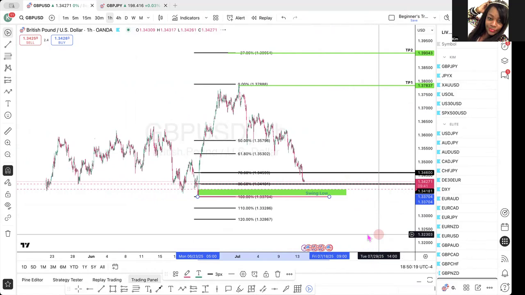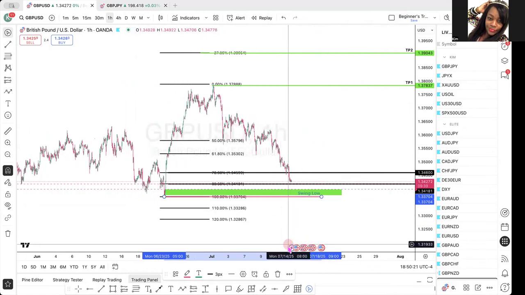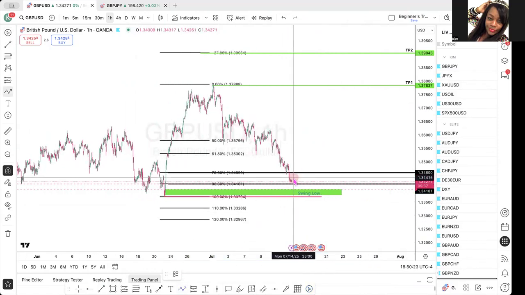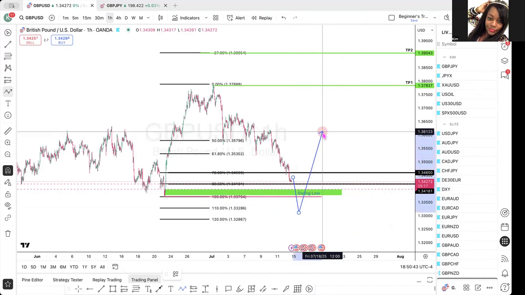All right. So if price closes below this zone, we know that we have a shift in structure. Okay. We have officially gone bearish, starting to go bearish. Okay. So you may get a pullback.